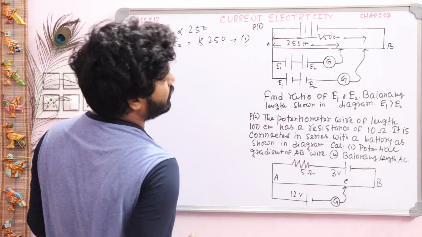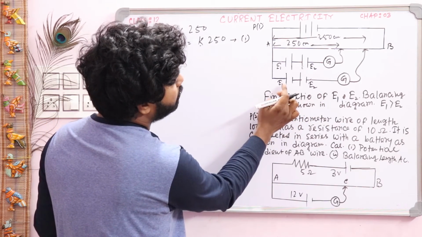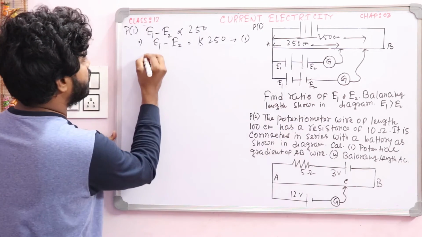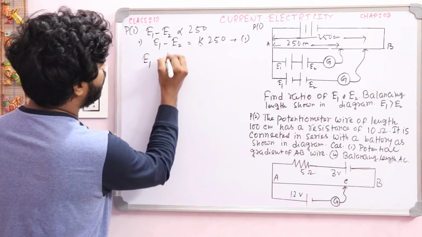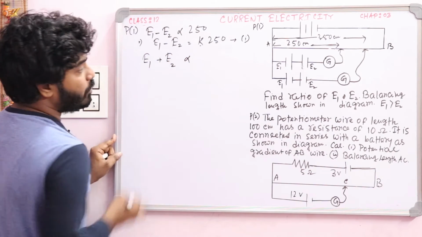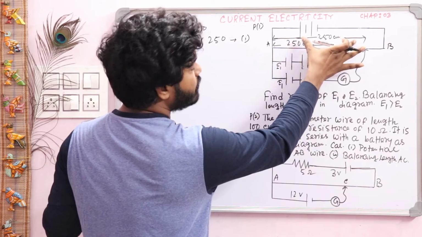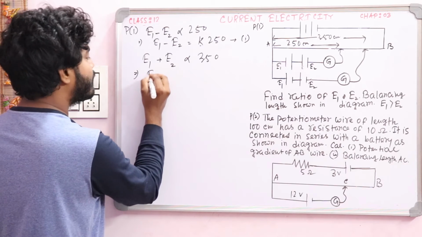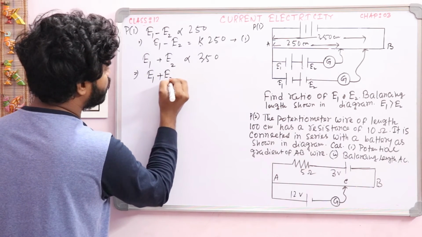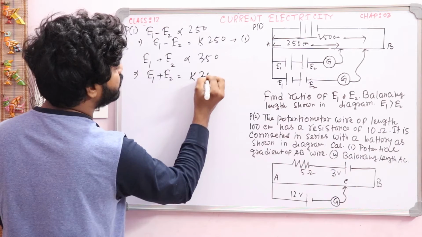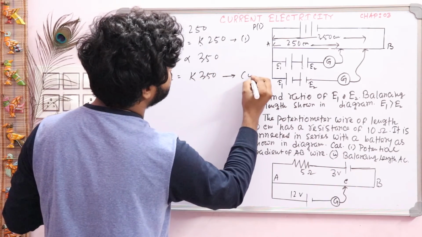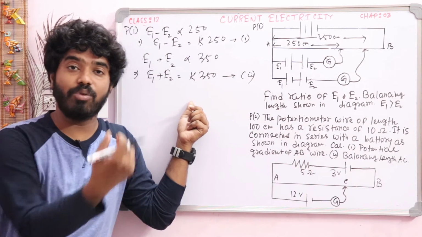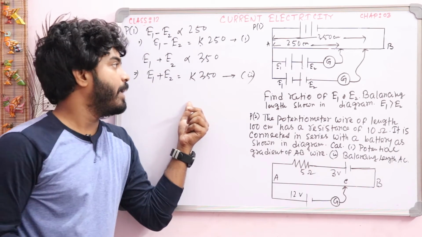Now for this combination, you just see, in the same manner, plus minus plus minus. So for this combination, the effective EMF can be written as E1 plus E2, which is directly proportional to this 350 centimeter. So from here you can easily say that E1 plus E2 is equal to K into 350 centimeter. Here this K is also the potential gradient, the same value, voltage drop per unit length.